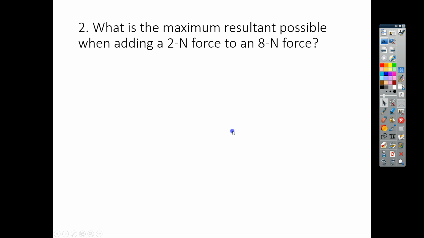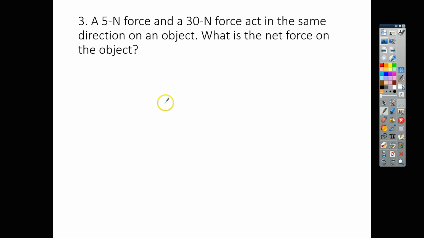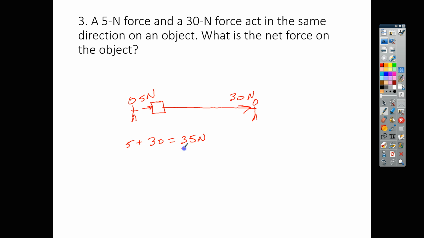For the next one, number 3, it says a 5 Newton force and a 30 Newton force act in the same direction on an object. What is the net force on the object? So let's just say that I've got a box and I have a 30 Newton force pulling the box. So maybe I have a gentleman over here pulling, and then we have a young lady behind it, and she's pushing it with a force of 5 Newtons. So our answer for this one, obviously, is going to be 35 Newtons, because all we did was take the 5, add it to the 30, and we get 35, and it's because they're going in the same direction. So that one's pretty simple.